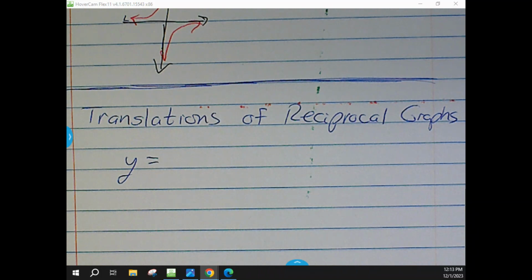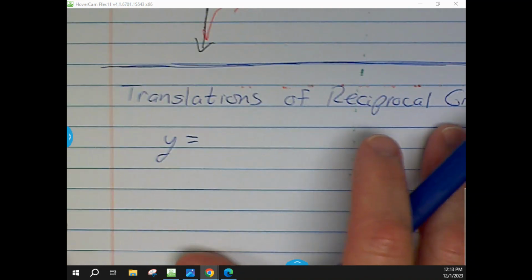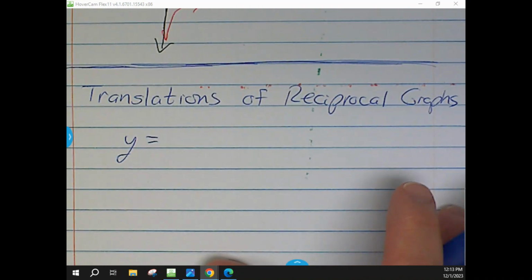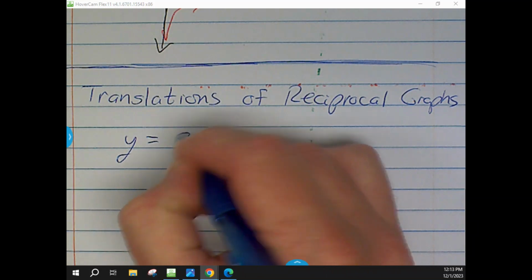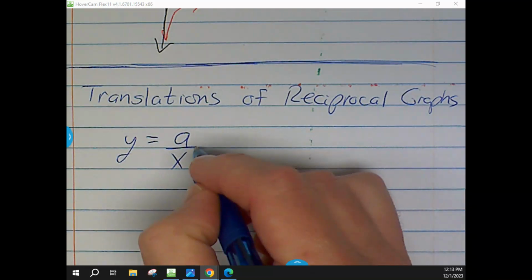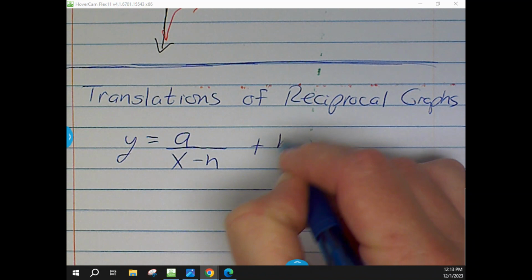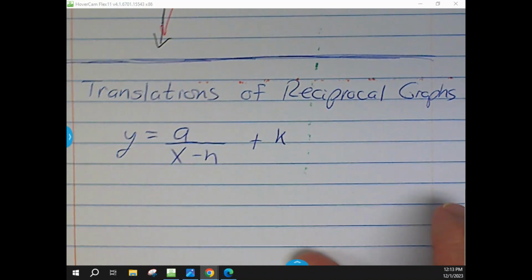Now, here's one thing I don't like. Back here, they were using k. When we go to this part, they use a different variable on top. I wish they would not have done that, but that's just the way they work with it. So it's going to be a over x. So now instead of k over x, they're going to use a over x. And then we're going to have x minus h and then plus k.